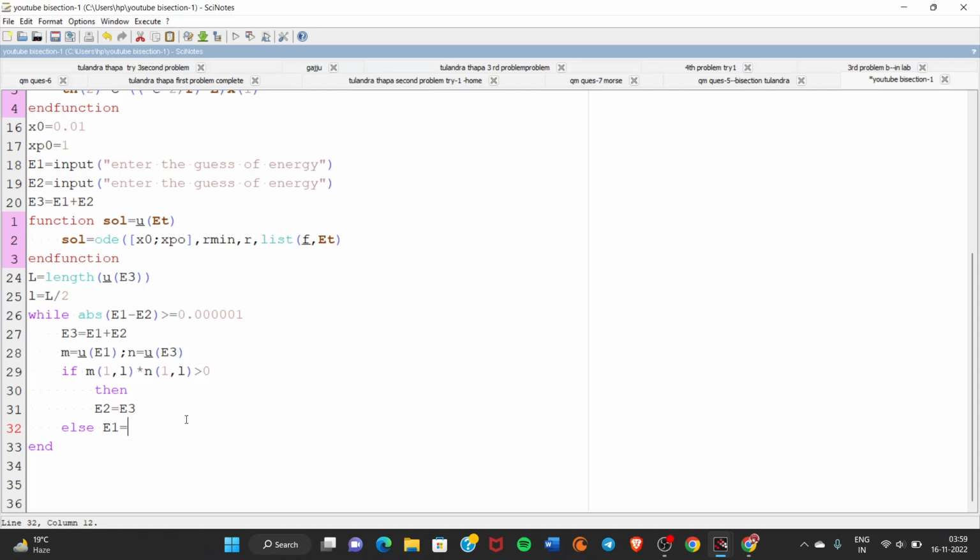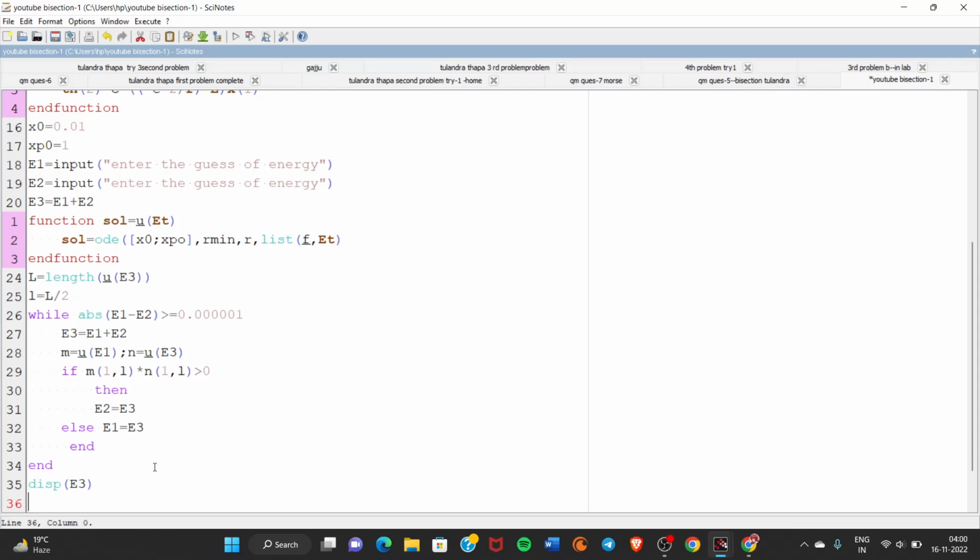So if we put E1 is equal to E3, we would have completed our bisection method here, and we will put an end to this if loop, and also to the while loop. Now we have done everything. Now we can simply display the value of E3. That will be our solution, the ground state energy of the hydrogen atom. This will be our E3.